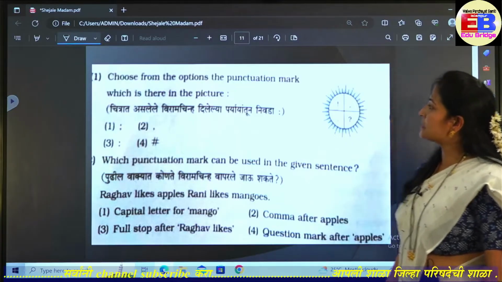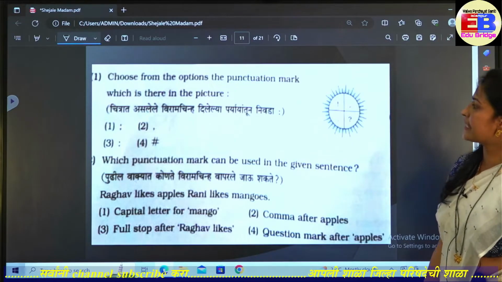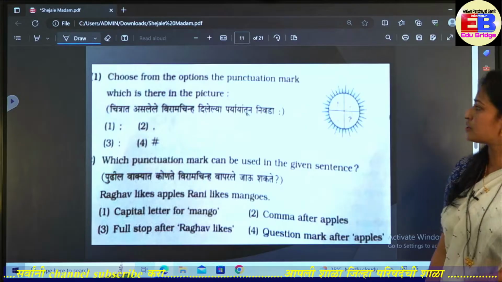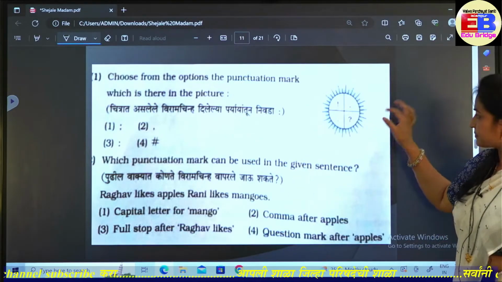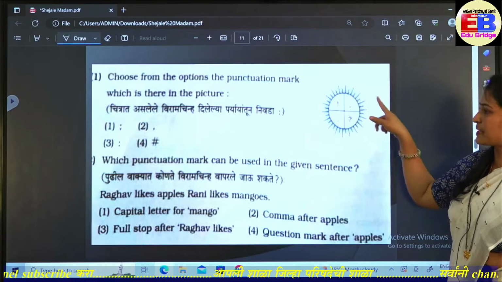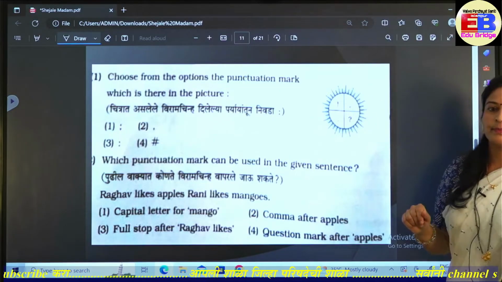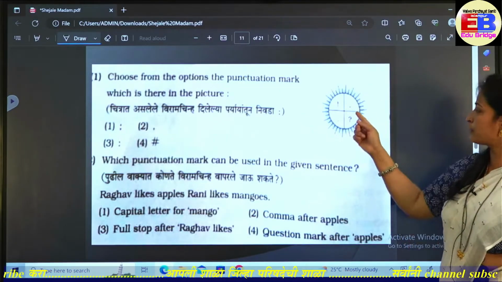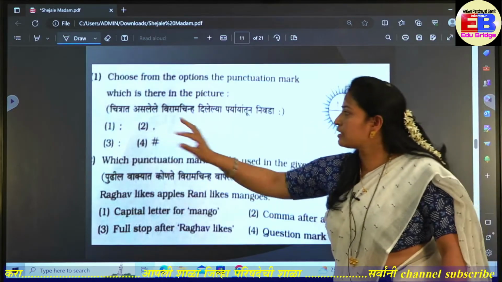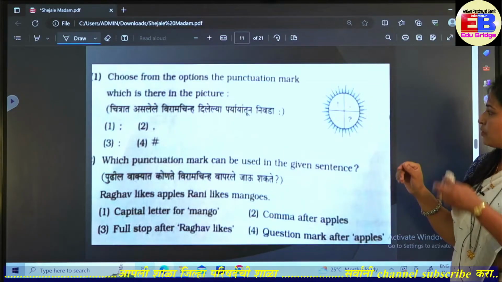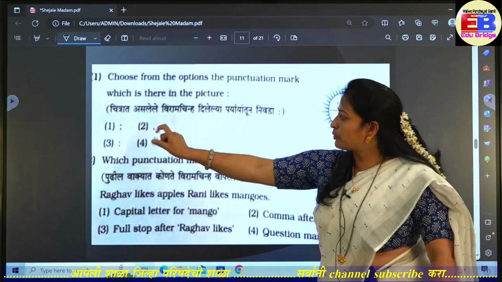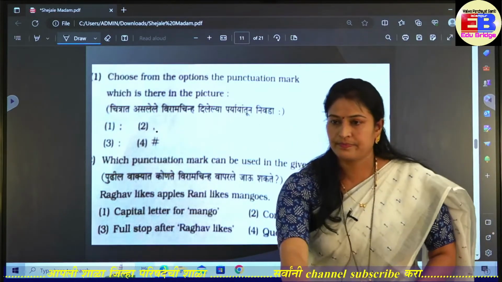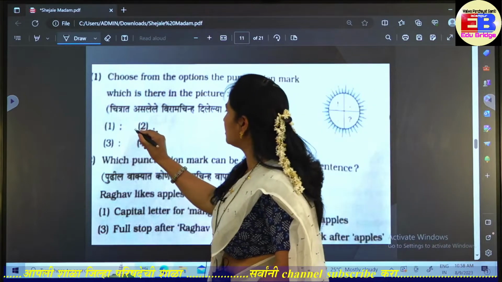Choose from the options the punctuation marks which are there in the picture. So चित्रात असलेले विरामचिन्ह दिलेल्या पर्यायातून निवडायचे आहेत. So the picture is given and some punctuation marks are given and you have to choose the correct option. So the correct option is, here is a comma, and option number 2 is the correct answer.